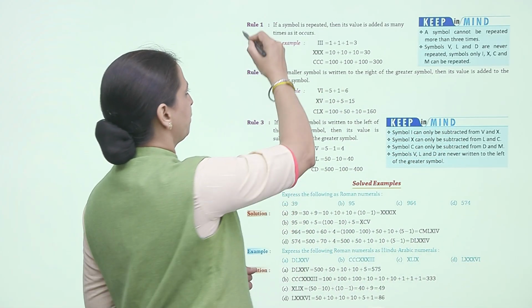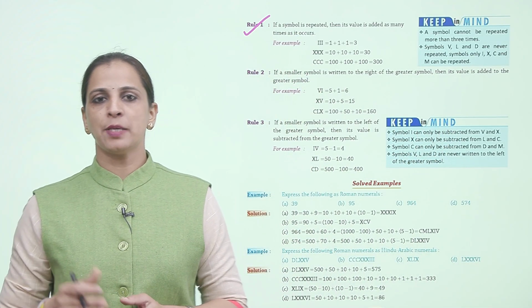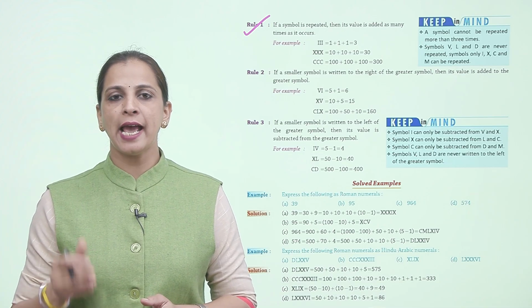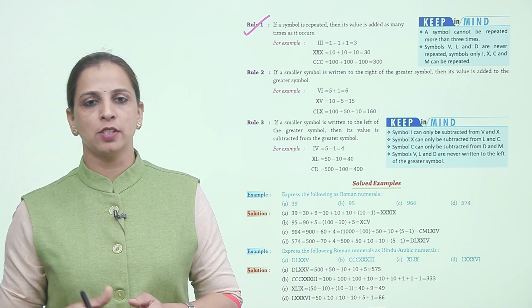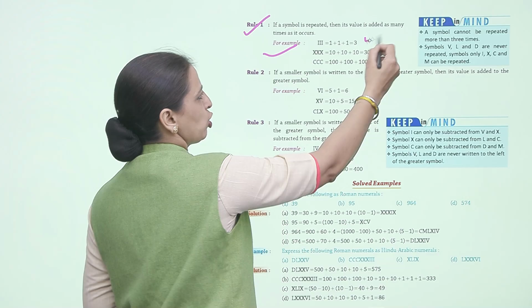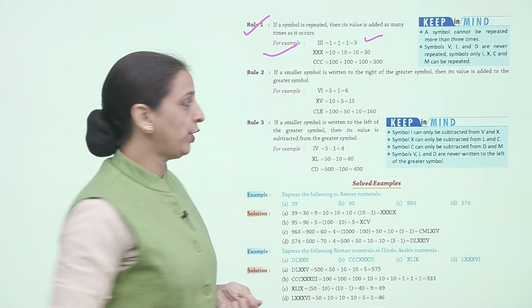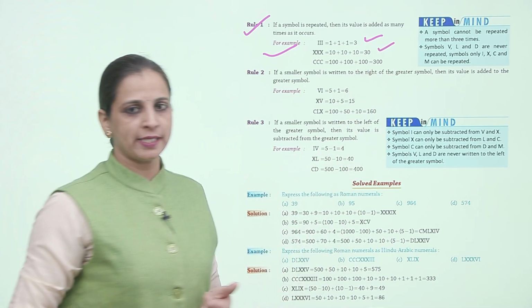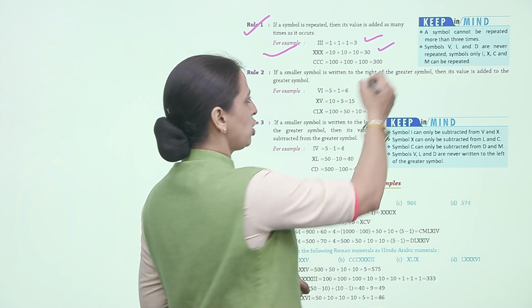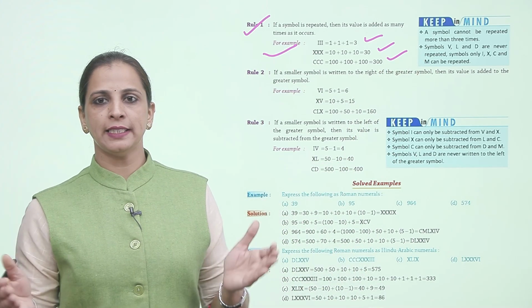Rule 1. If a symbol is repeated, then its value is added as many times as it occurs. For example, 3 times I is equal to 3 times 1, which is 3. 3 times X is equal to 3 times 10, added together, that is 30. 3 times C is equal to 3 times 100, added together, that is 300.